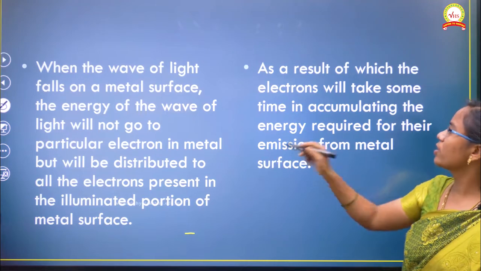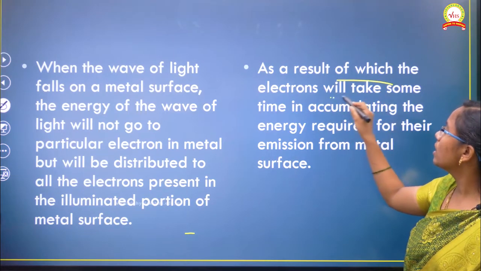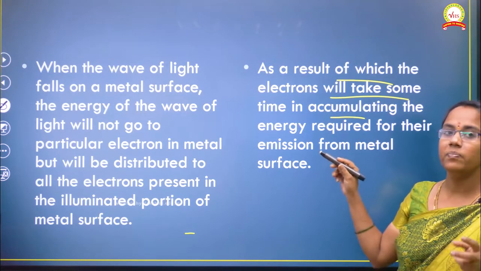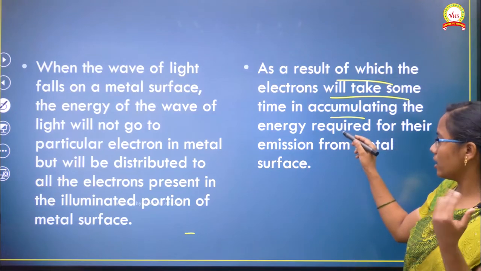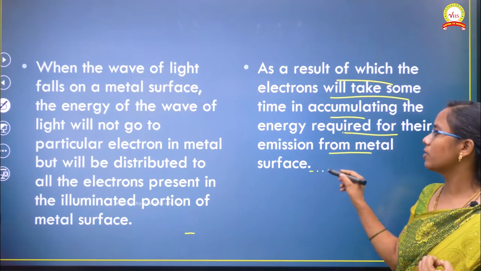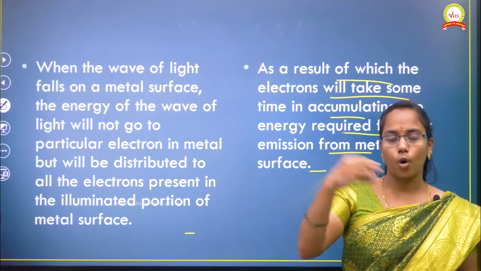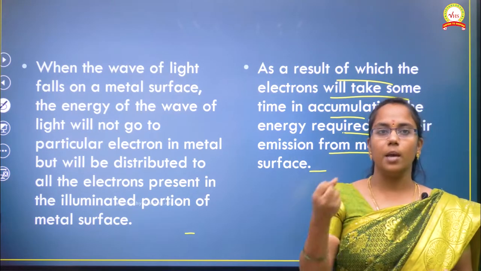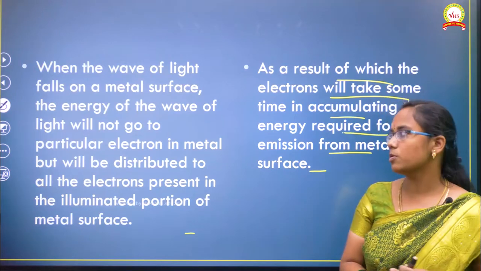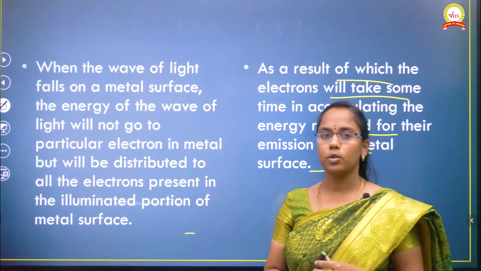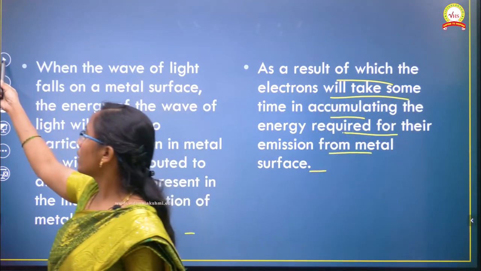According to wave theory, electrons will take some time in accumulating the energy required for their emission from the metal surface. But we have seen in the experiment, as soon as the light source is falling, electrons are getting emitted. It is an instantaneous process. So wave theory is not able to explain that.